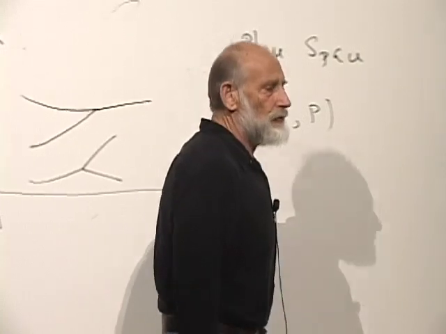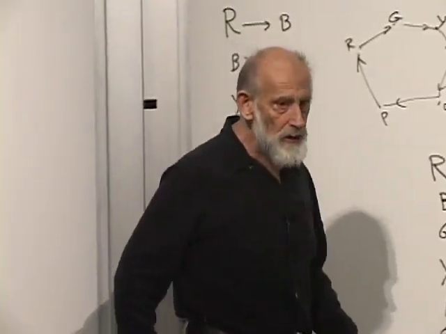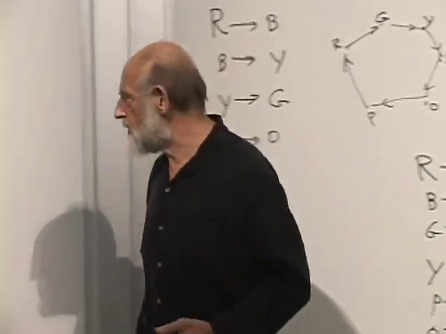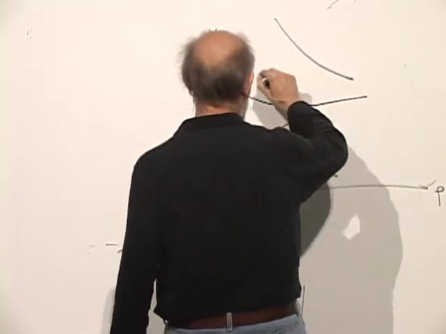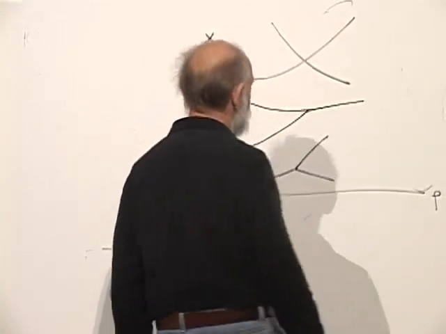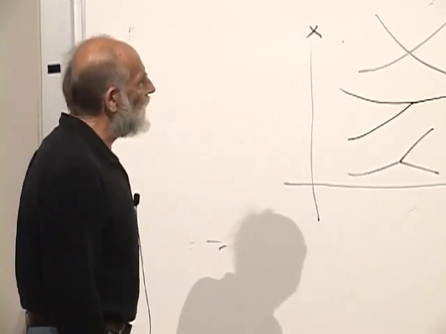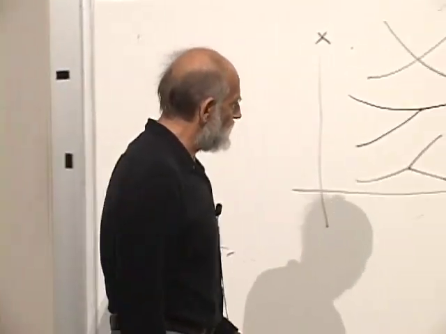Those things don't happen. Trajectories don't cross. Number one, they don't cross. And number two, they don't merge. So a trajectory doesn't cross like that. They never do that. And they never merge.